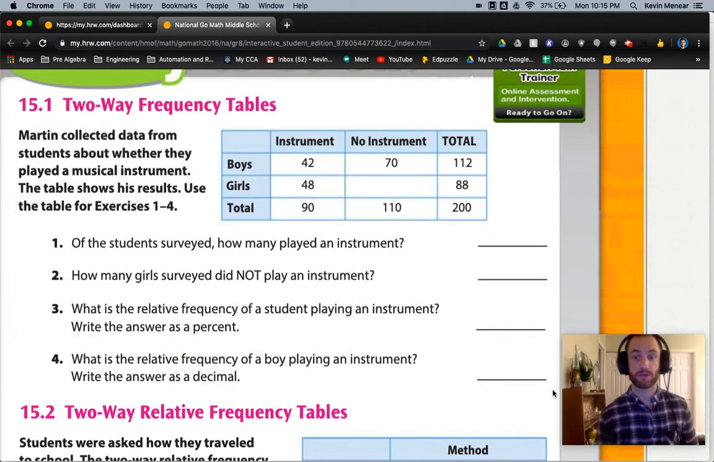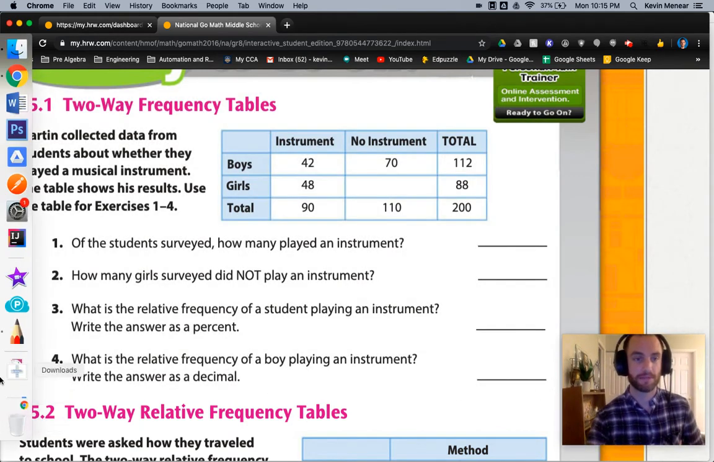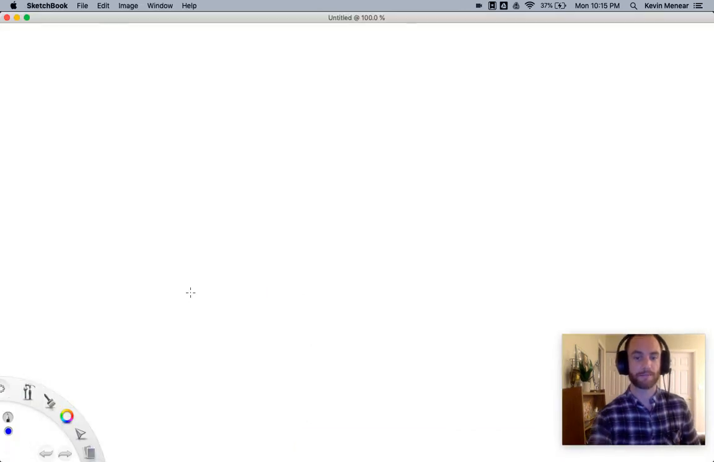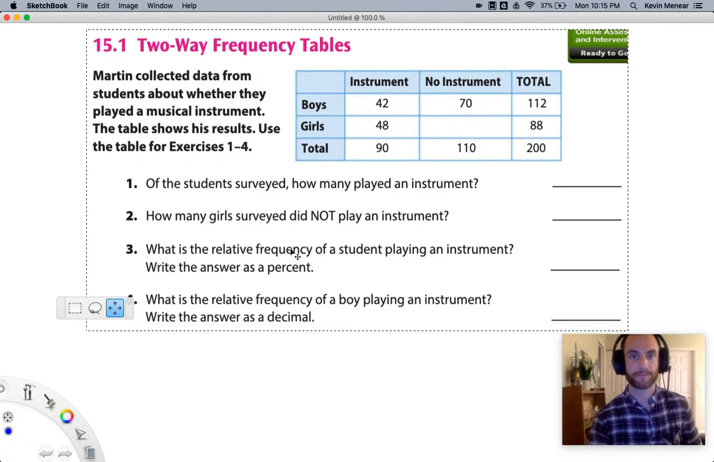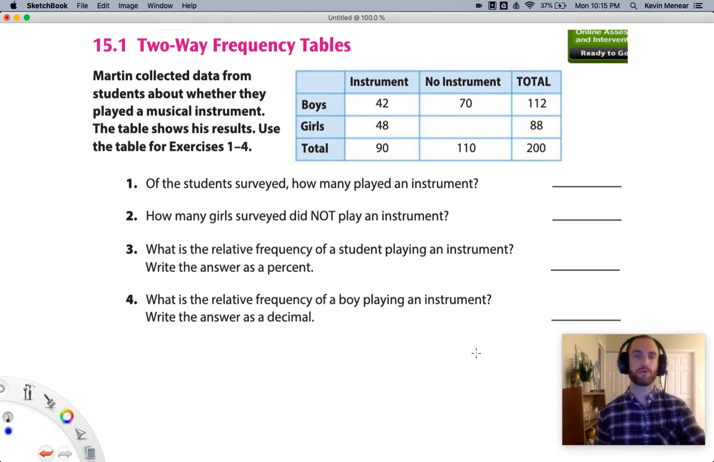15.1, this is the first problem I'm going to do. So if you want to pause the video, pause it now, and then pick it back up when you've got your answer. Let's take a look. 15.1, two-way frequency tables. Martin collected data from students about whether they played a musical instrument. The table shows his results. Use the table for exercises 1 through 4.